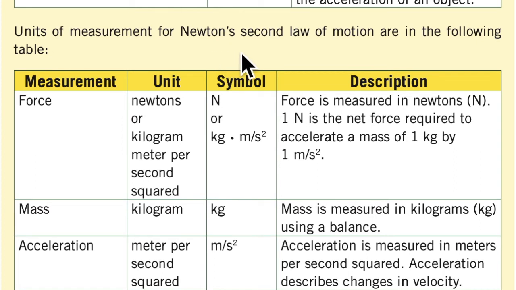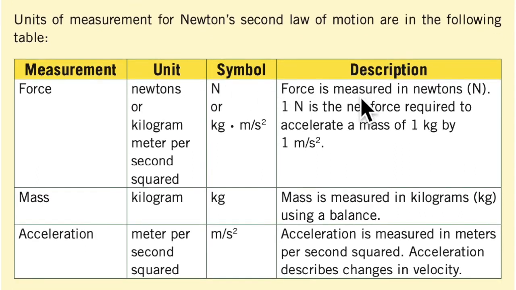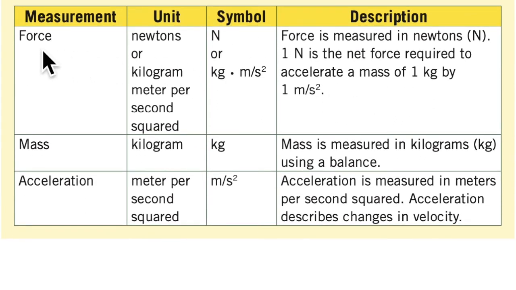Units of measurement for Newton's second law of motion are in the following table. Measurement, unit, symbol, and description. Measurement, force. Unit, newtons or kilogram meter per second squared. Symbol, N or kilogram times meters divided by second squared. Description, force is measured in newtons, or capital N. 1 N is the net force required to accelerate a mass of 1 kilogram by 1 meter per second squared.